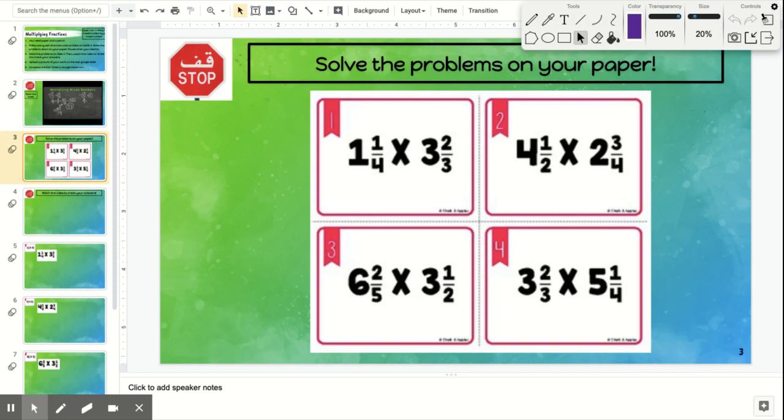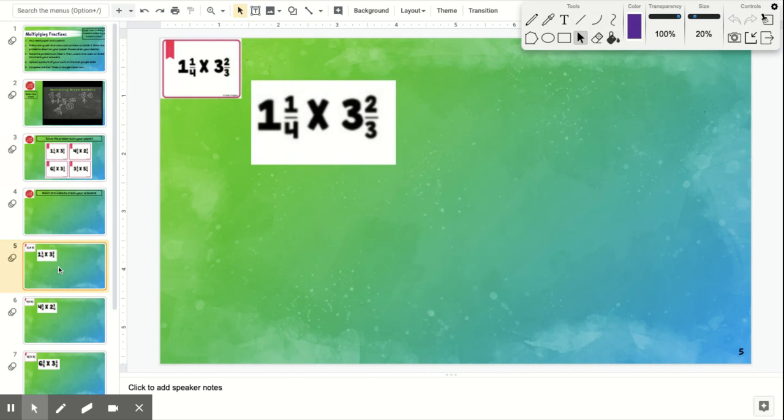Okay, you should have solved these 4 problems, so let's see how you did. Starting with number 1, 1 1/4 times 3 2/3. As you have learned, you cannot multiply right now a mixed number by a mixed number. They have to be improper fractions.